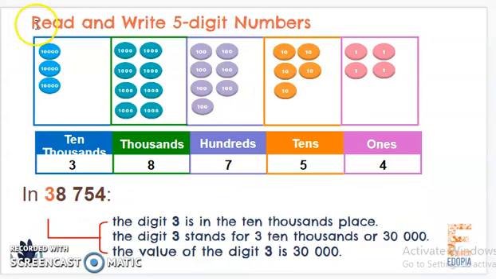Let's try another number. This number has 3 counters of 10,000s, 8 counters of 1,000, 7 counters of hundreds, 5 counters of tens, and 4 counters of ones. The digit 3 here is in the 10,000s place. So the place value of digit 3 is 10,000. This stands for 3 10,000s or 30,000. If I ask you what is the value of this digit 3, you would say the value is 30,000. So the place value is 10,000, this digit stands for 3 10,000s, and the value is 30,000.